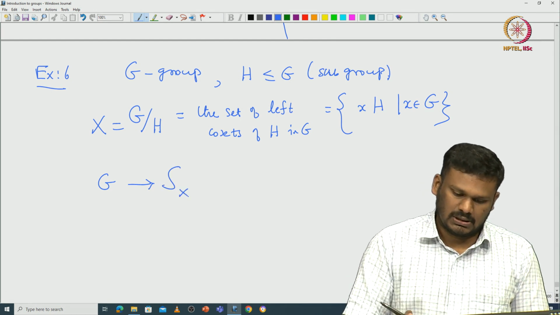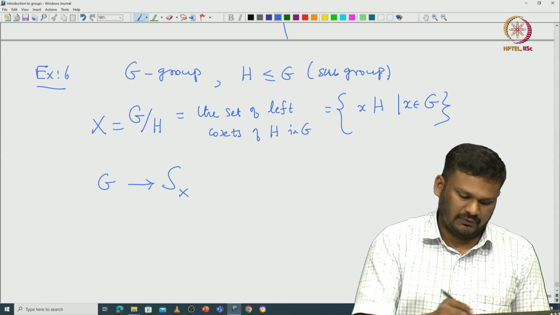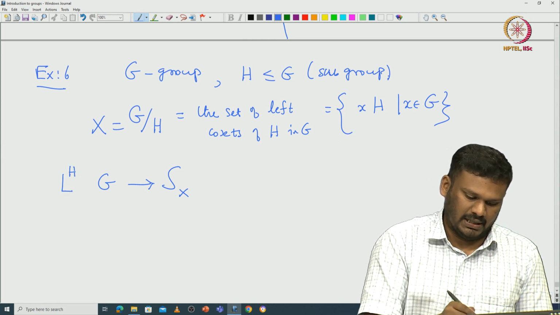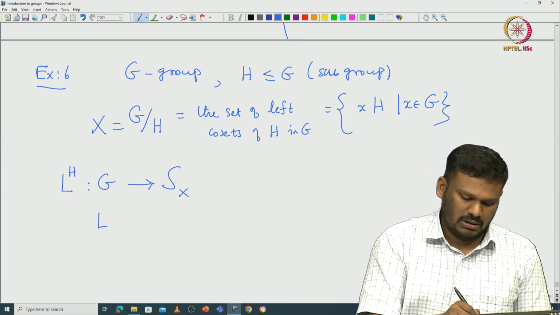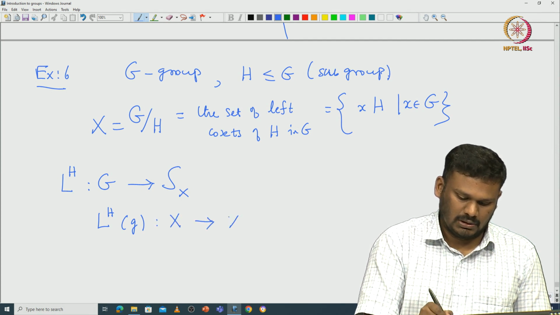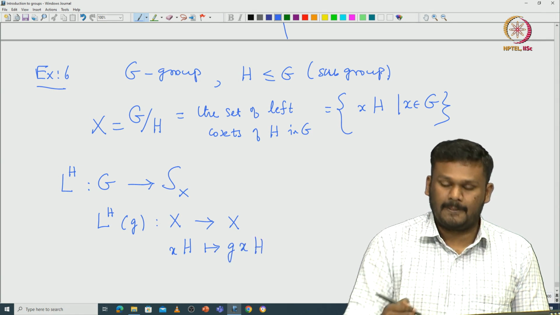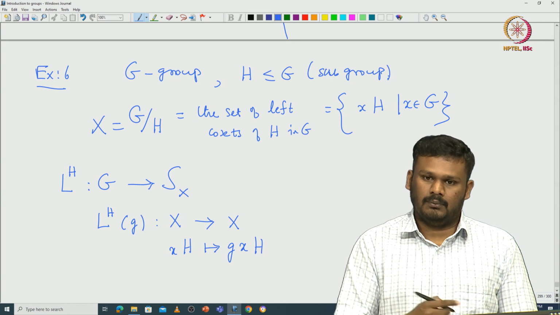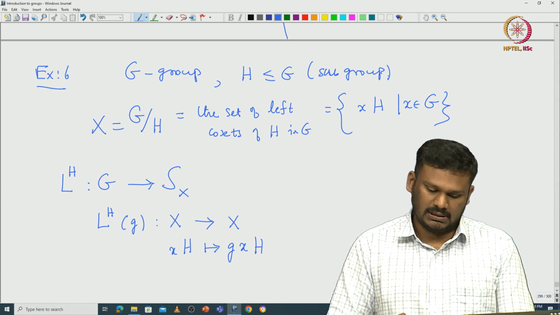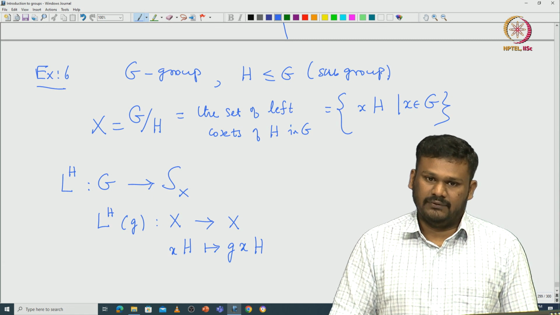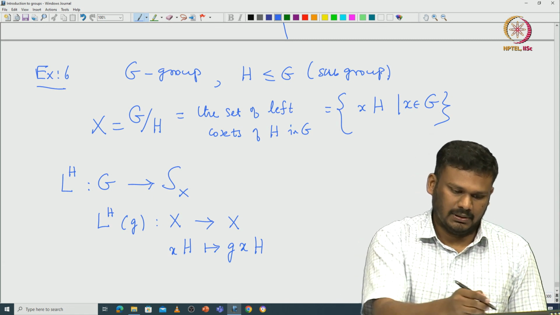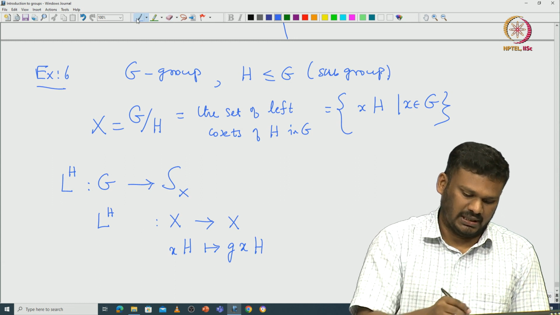What is that? So, let us call it again, this is also some kind of left multiplication, let us call it L_g. What is L_g? L_g of some g is a map from X to X, given by some coset xH mapping to gxH. I can naturally multiply on the left of all these left cosets, and again I will get a left coset. So, that is the map that I am actually associating with g.